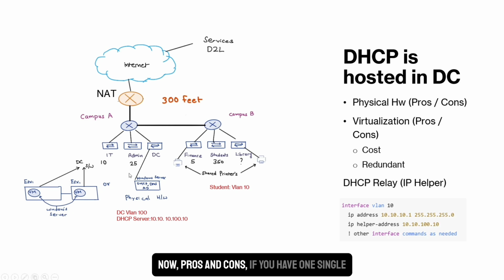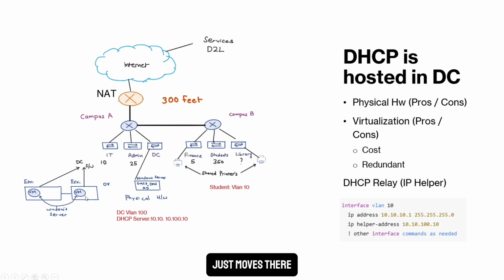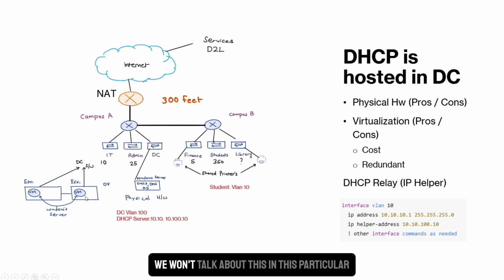Now, pros and cons. If you have one single server, that's a single point of failure, or you need to have two servers and then try to sync them, or I can have a virtualization system like ESXi where I have two servers and two different VMs, which are actually the Windows server that is doing my, say, Active Directory or even DNS or DHCP. And if one of them fails, it automatically just moves over. Now, we won't talk about this in this particular video, but virtualization has been doing this for a long time now, right? Where you're able to have two copies.